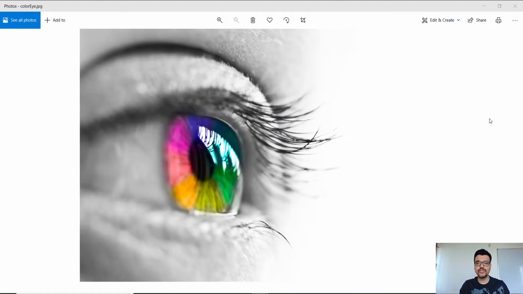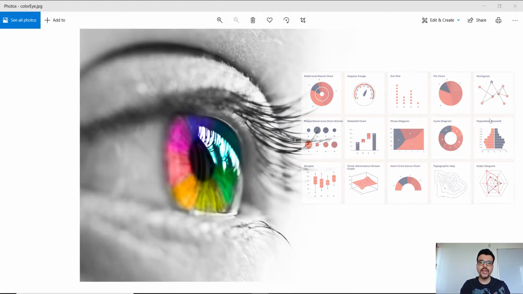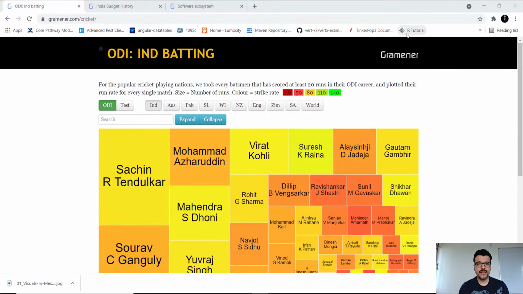So in data analysis also, we need a convenient way to interpret our data in visual form, as data visualization can improve the data density as well as the amount of information conveyed. So let's do some analysis. For that, I have collected use cases from the Gramener website. The site you're looking at is Gramener, and the data is currently ODI Indian batting records collected over the years.